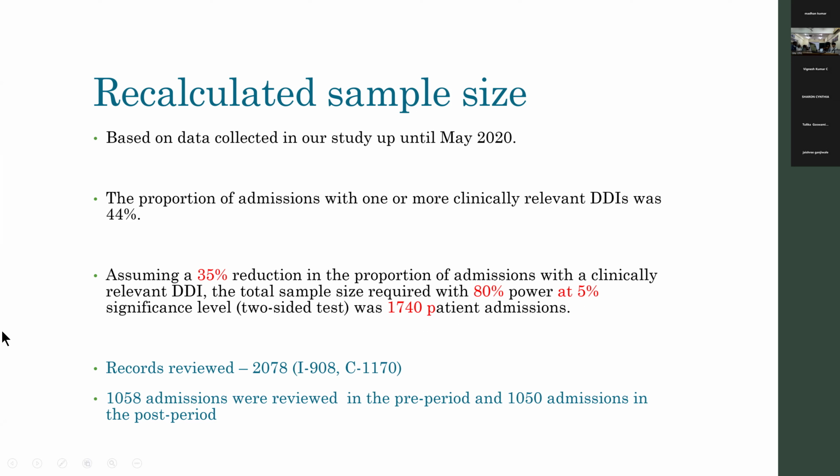What did they do? They had reviewed 2078 records and had taken 1058 admissions, so they had actually not fully reached the sample size. 1058 in the pre and 1050 in the post. Just one thing: that 35%, do you think it came down from 44 to 9%? Was that their estimation? If it was 44% in the non-intervention arm, and the reduction is 35%, assuming.